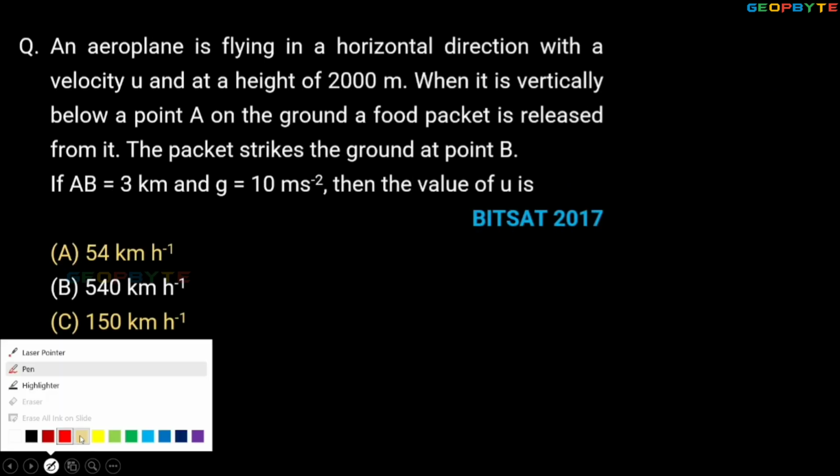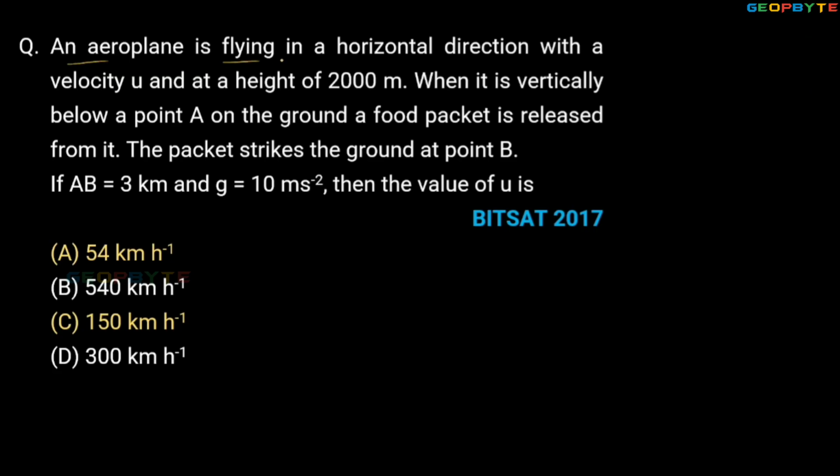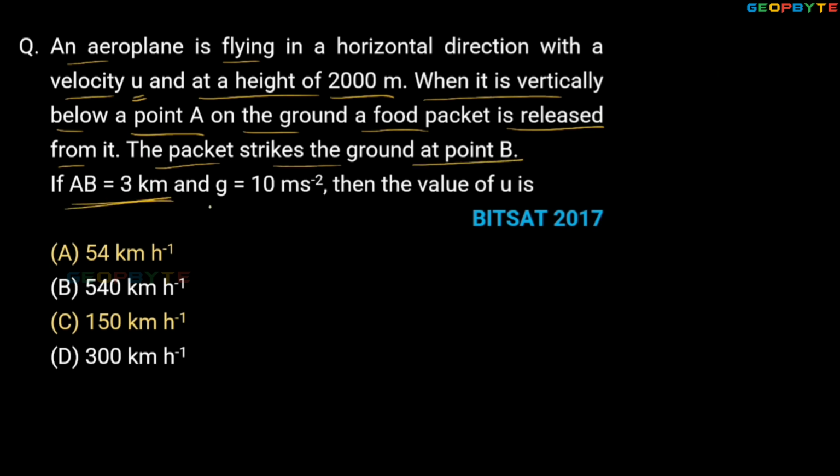Similarly, look at another important problem. Very important problem. It is asking like this: An aeroplane is flying in a horizontal direction with a velocity u at a height of 2000 meters from the ground. When it is vertically below a point A on the ground, a food packet is released from it. The packet strikes the ground at point B such that AB equals 3 kilometers, and g is asked to be taken as 10 meter per second square. Then the value of u, that means what is the speed of the aeroplane. Different options are available.